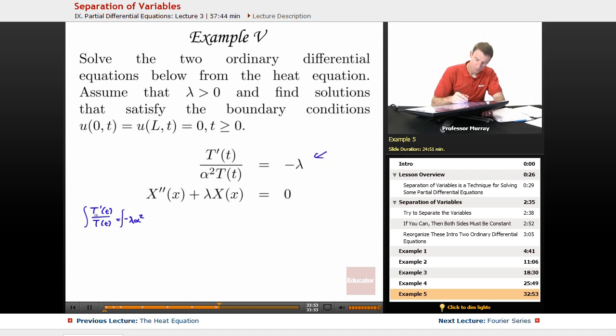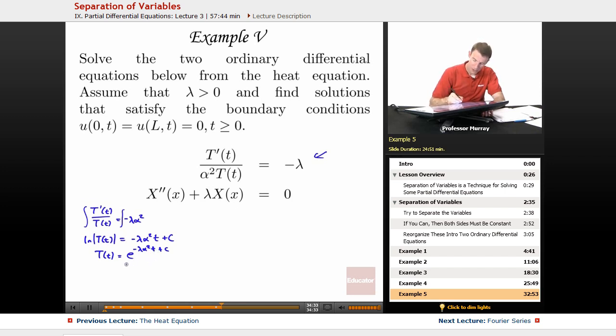Now because I have T'(t) over T(t), the integral of that is exactly natural log of T(t). And that is supposed to be equal to, well, if we integrate the right-hand side, we're integrating with respect to t, so it's just negative lambda alpha squared t plus a constant. And I want to solve for capital T here, so I'm going to raise e to both sides. So I get capital T is equal to e to the negative lambda alpha squared t plus a constant.